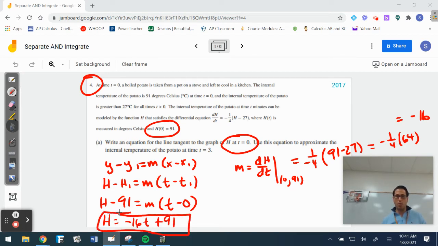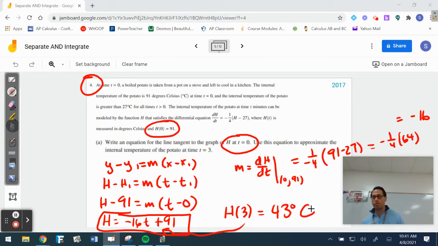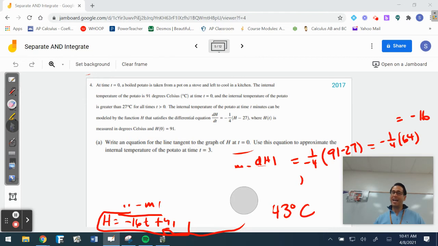Boom. That's my equation. And then they want me to go ahead and do h of 3. So what would that mean? Just put a 3 into my equation over here. And I got an answer of 43 degrees Celsius. Guess what? That was worth 3 points. You got a point for the slope, which was negative 16. You got a point for the tangent line, which was negative 16t plus 91. And you got a third point for the h of 3 value, which was 43 degrees Celsius. How about it? Not too bad, right?